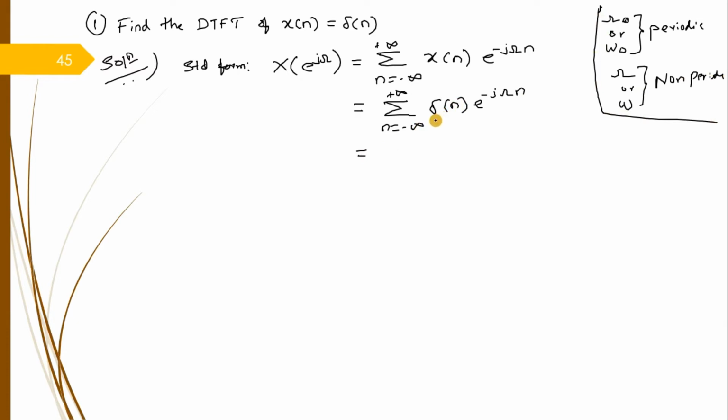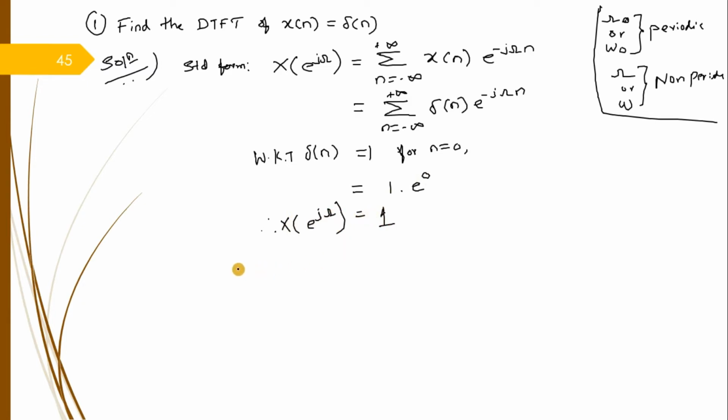You are already aware of the impulse function properties. Delta of n will be 1 only for n equal to 0, and it's a multiplication. For n equal to 0, if you substitute, it will result in a finite, non-zero value. We know that delta of n is equal to 1 for n equal to 0. So I substitute 1 dot e raised to 0, and it will result in 1. Therefore the frequency component for the given signal is 1.